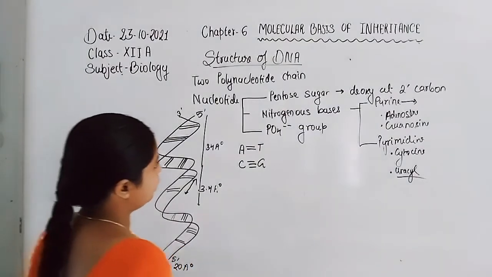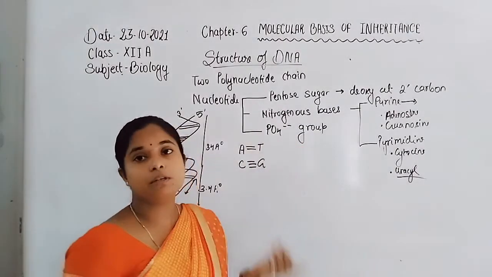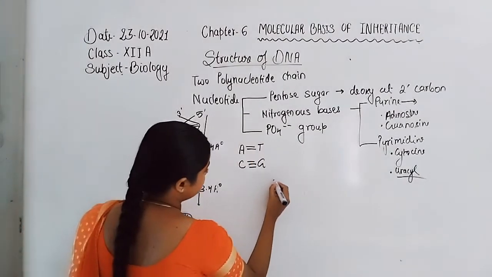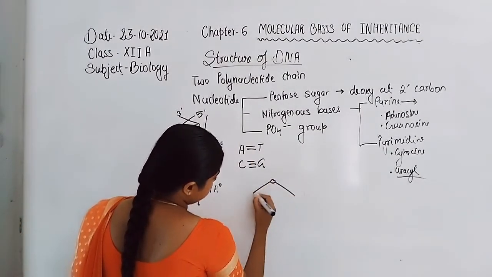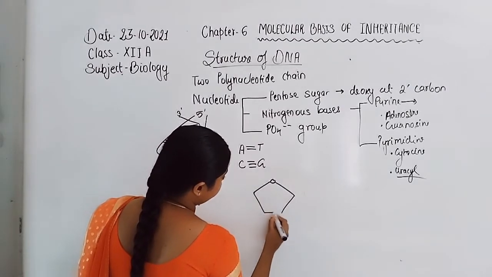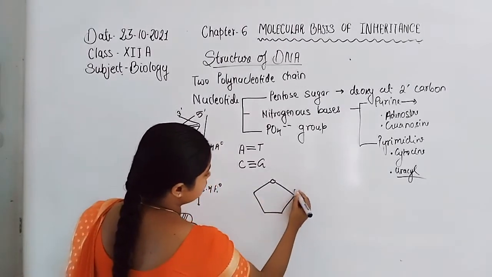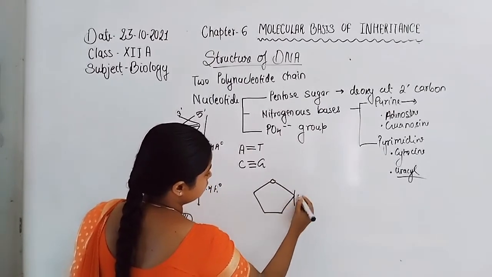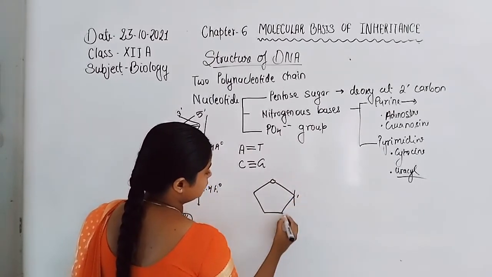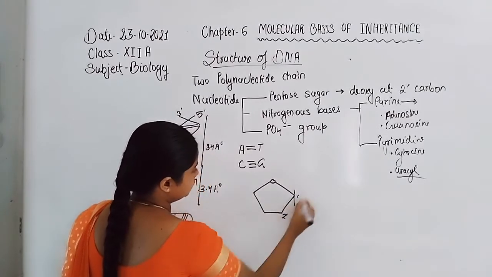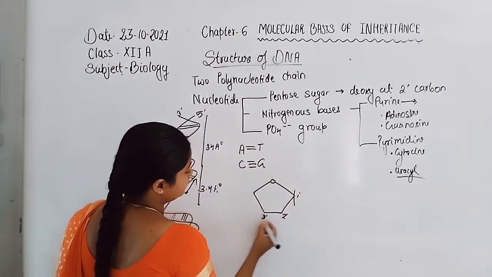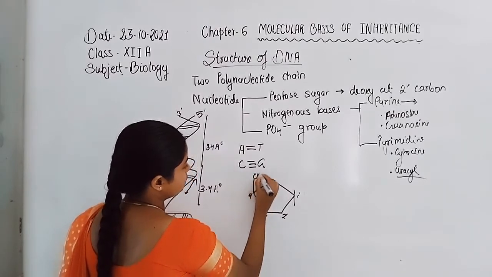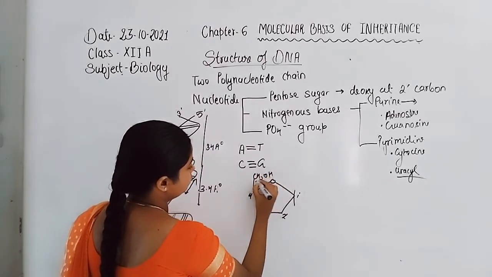Now let us discuss the structure of each component. If we talk about the pentose sugar, there are 5 carbons present in the pentose sugar. Here is the first prime carbon, second prime carbon, third prime, fourth prime, and here is the fifth prime.